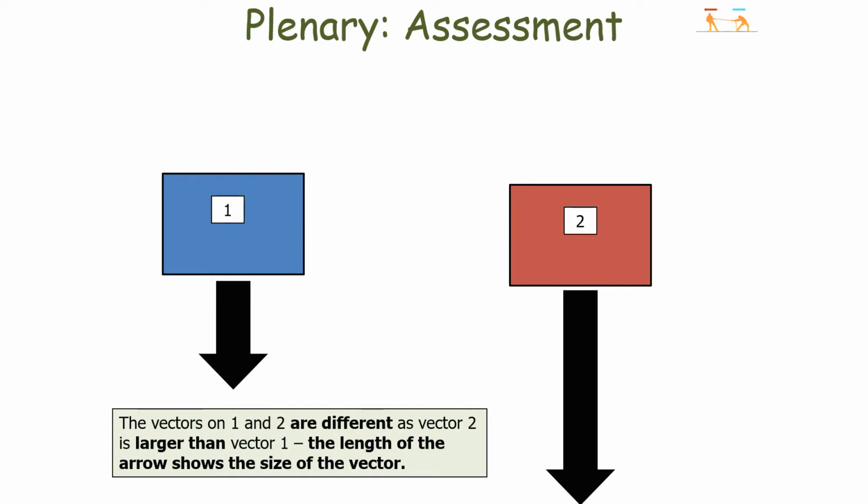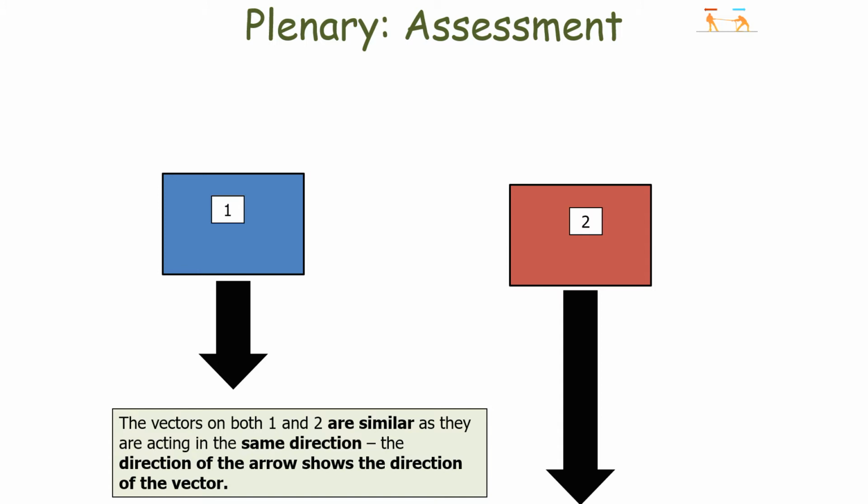So if we look at these two particular vectors, the vectors on 1 and 2 are different, as vector 2 is larger than vector 1. We know this because the length of the arrow for vector 2 is longer than the length of the arrow for vector 1. Now it also shows us though that the vectors in 1 and 2 are similar, as they're acting in the same direction. We know this because the direction of the arrow for both 1 and 2 is in the same direction.